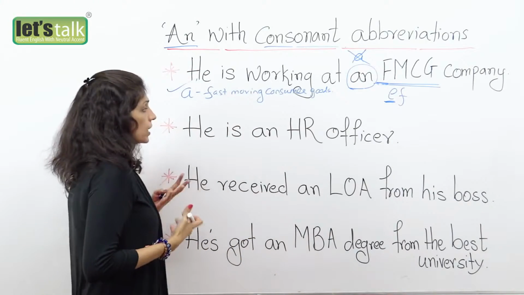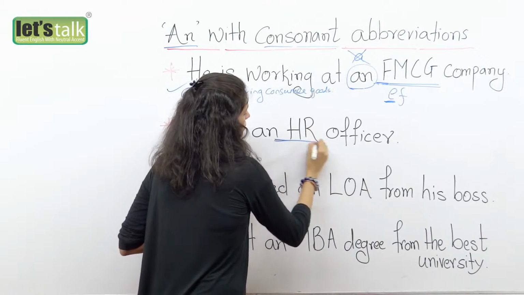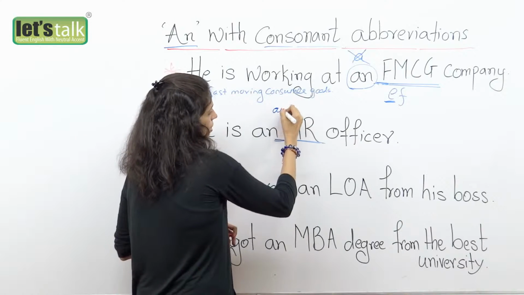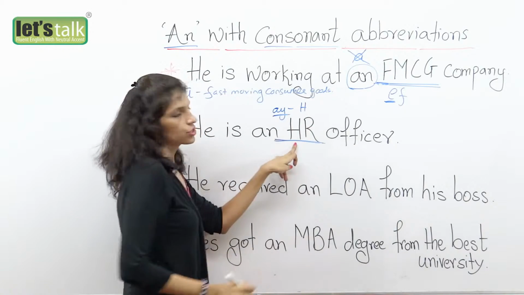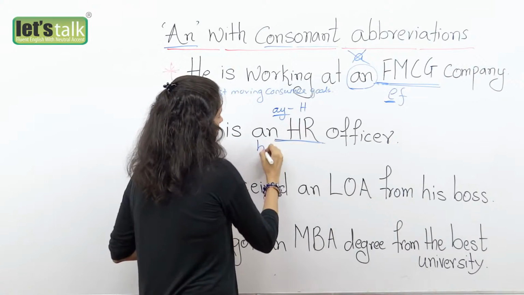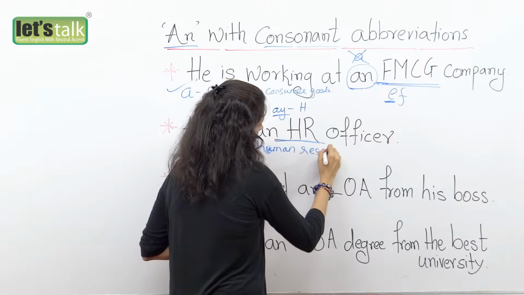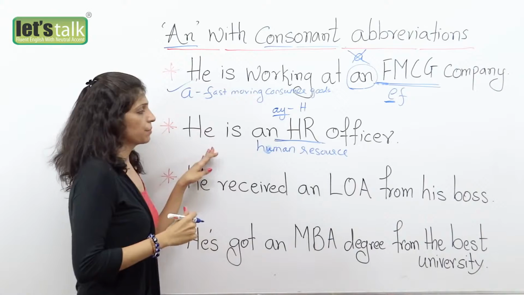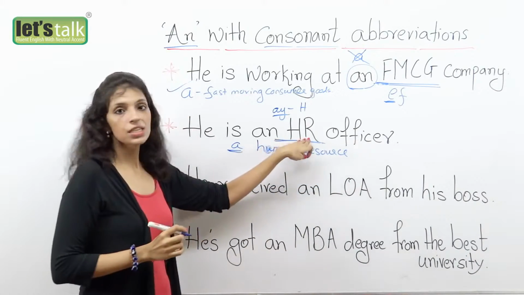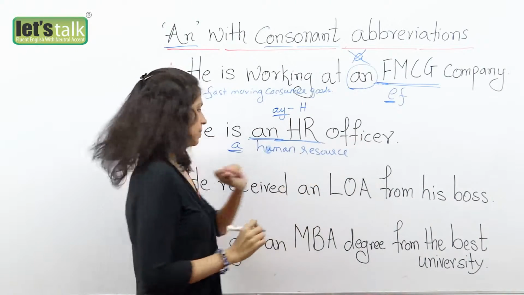The next one. I said, okay, great, what are you working as? He said he is an HR officer. He is an HR, again, it's got a vowel sound, though it's a consonant letter. That means human resource. Well, if he says, I'm a human resource officer, fair enough, you use a. But because he used the abbreviated form, you say an.